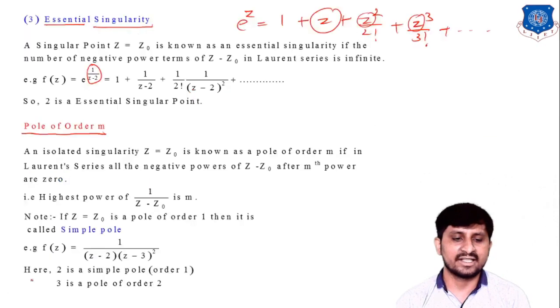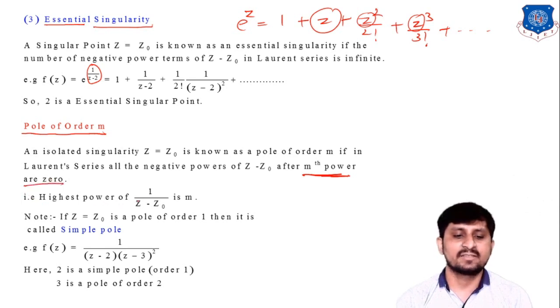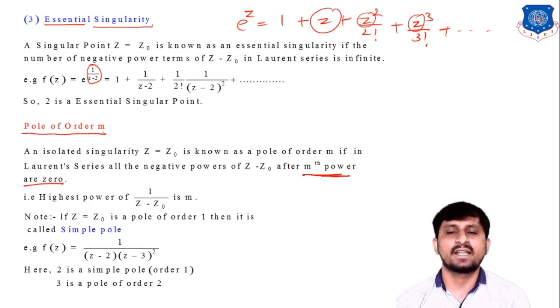So now you can understand this definition. An isolated singularity z is equal to z0 is known as a pole of order m if in the Laurent series all the negative powers of z minus z0 after the m-th power, and this is important, are 0. So the highest power of 1 upon z minus z0 is m, right? But it is not always possible to easily express every function in the form of a Laurent series. So just try to understand this method.